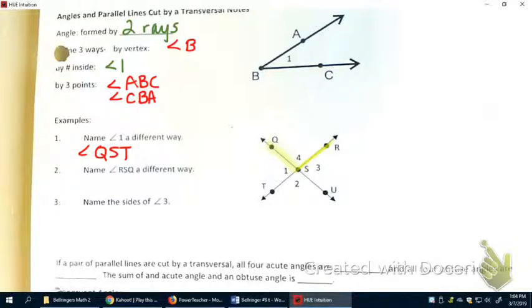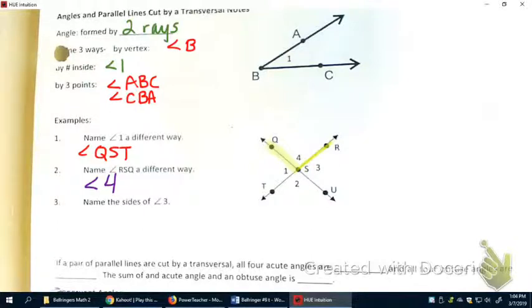And it's the number in the middle that you use to talk about it. Okay? So what number is in the middle? 4. So angle 4. When it says to write it a different way, if it's in letters, I want you to write numbers. If it's numbers, I want you to write letters. Okay? Questions about that? Okay?